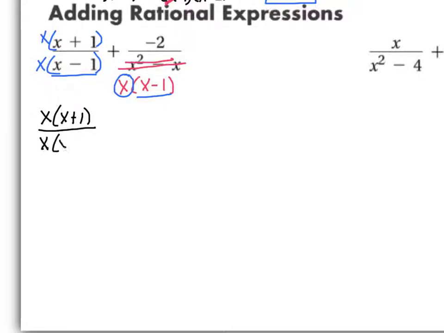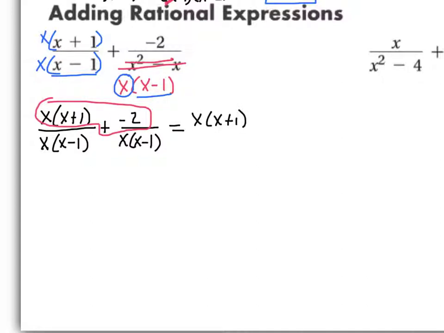So we have x times x plus 1 over x times x minus 1 plus negative 2 over x times x minus 1. We now have a common denominator, so therefore we can add across the top. Now again, adding fractions, you just add straight across the top. Leave the common denominator alone. So we have x times x plus 1 plus a negative 2, or minus 2, over x times x minus 1.